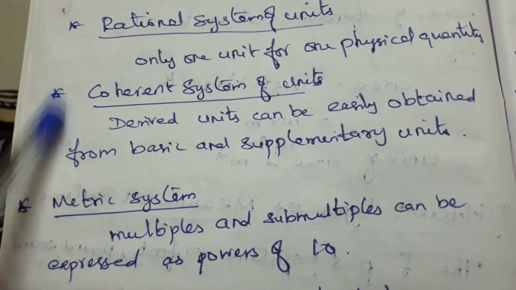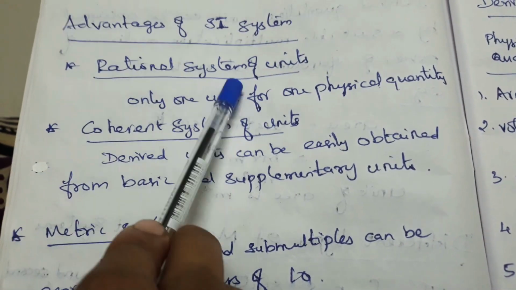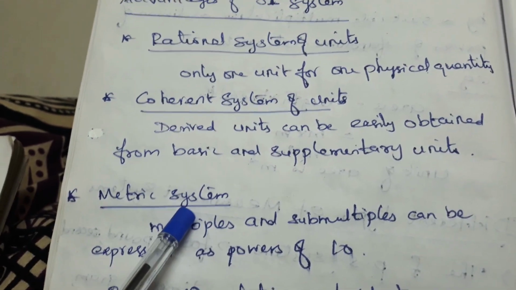So these are the advantages of the SI system. What are the advantages of the SI system? It is a rational system of units. It is a coherent system of units, and it is a metric system of units.